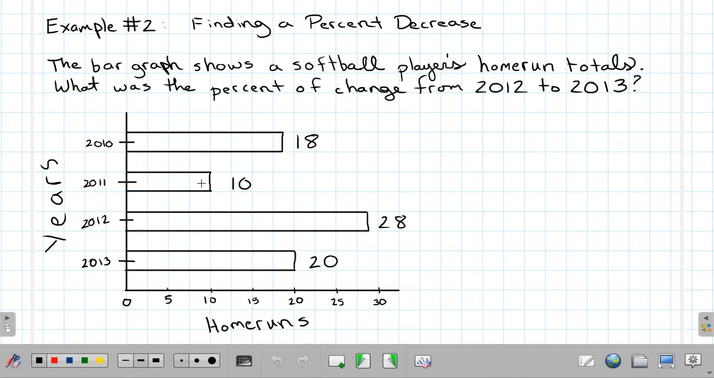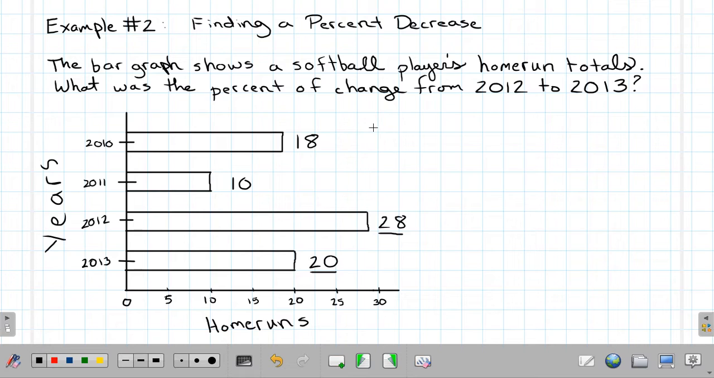In 2011, they hit 10 home runs. In 2012, they hit 28 home runs. And in 2013, they hit 20 home runs. So in this case, we need to read the last part of the question again. What was the percent of change from 2012 to 2013? So in 2012, that's the year we're starting with. From 2012, the player hit 28 home runs. When they got to 2013, they only hit 20 home runs. So once again, we see that percent change up here.